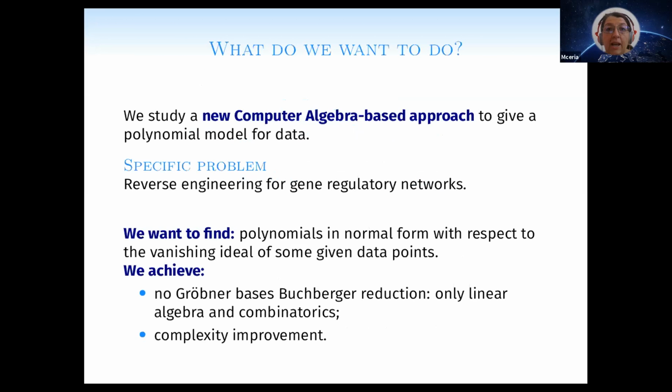And well, what do we want to do with this talk? We want to study a computer algebra-based approach to give a polynomial model for data that come from a problem in reverse engineering for gene regulatory network. We want to find polynomials that will be in normal form with respect to the vanishing ideal of some given data points that actually come from the problem. And we will achieve this result without using Gröbner basis or Buchberger reduction. We will only use tools coming from linear algebra and combinatorics, and this will also give a complexity improvement.